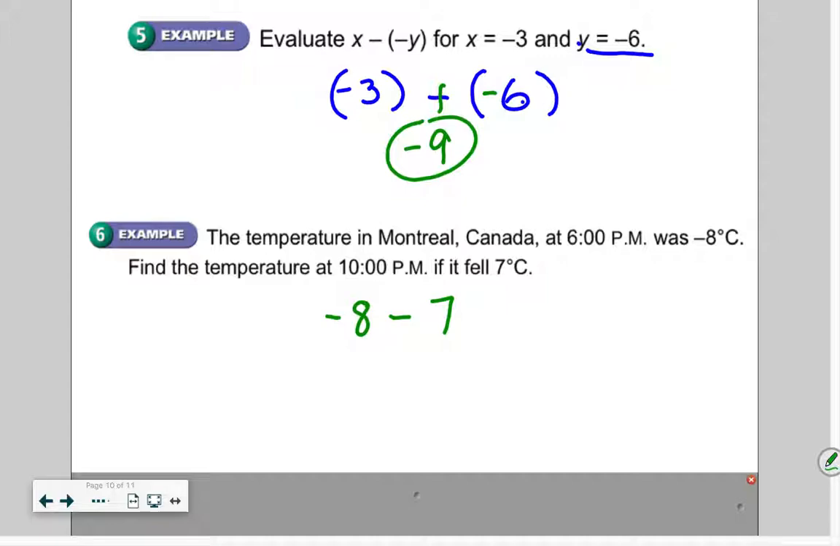So we should have a negative 8 minus 7. Change subtraction to addition. Change the sign of the second number. What is a negative 8 plus a negative 7? Negative 15. Label. Degrees Celsius. Questions on any of those?